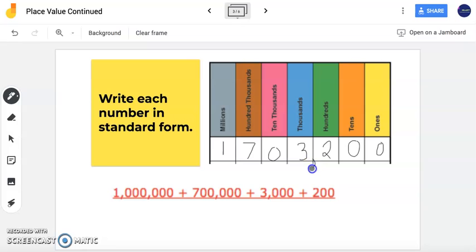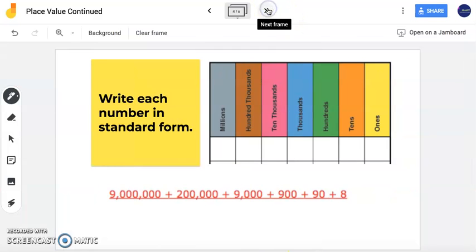Now I'm also going to just include my commas to make it a little bit easier for me when I'm reading this number. So I have 1,703,200. And this is the number written in standard form. And notice if I was to add all 4 of these numbers together, it would give me this exact number in standard form. And we have one more example just like this.